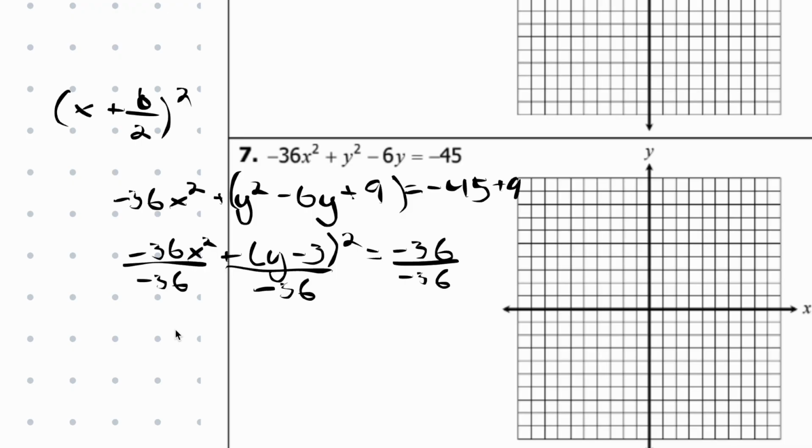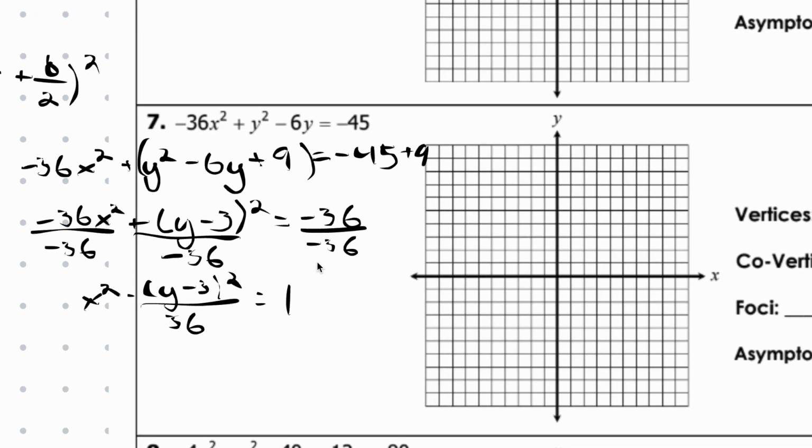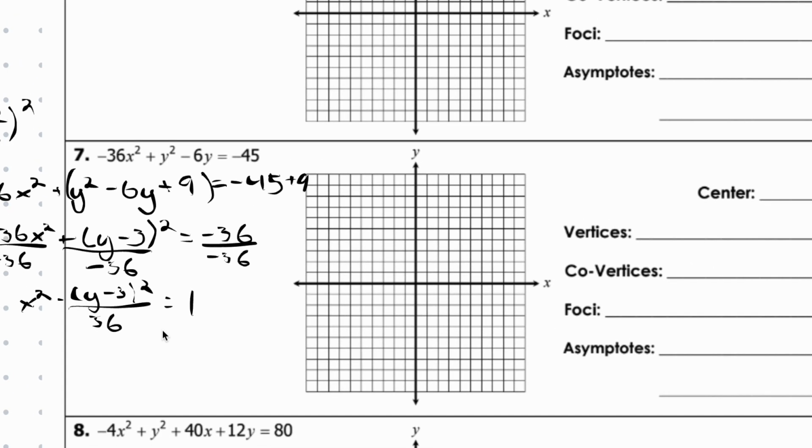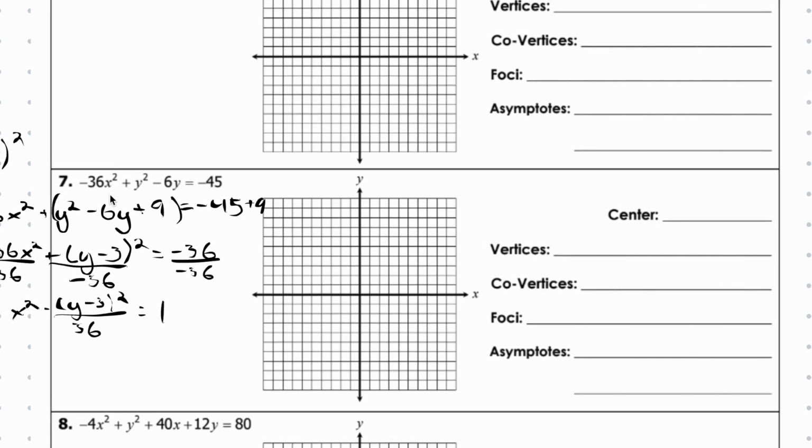And that's going to give us x squared minus y minus 3 squared over 36 equals 1. And from here, we can graph this with some ease. So we're not horizontally shifting our x value, or this hyperbola, as evidenced by no sort of plus 2 or anything like that. So our center for our x value is just going to be 0.